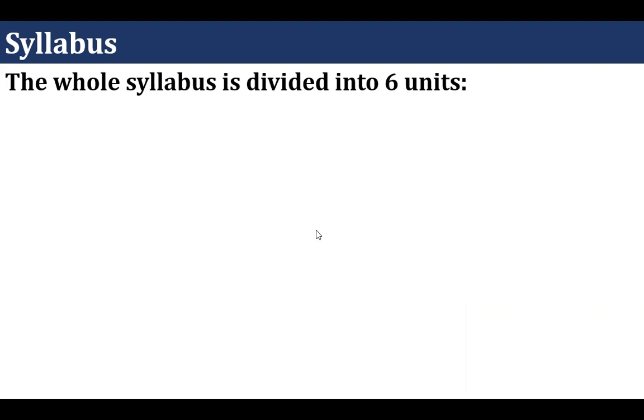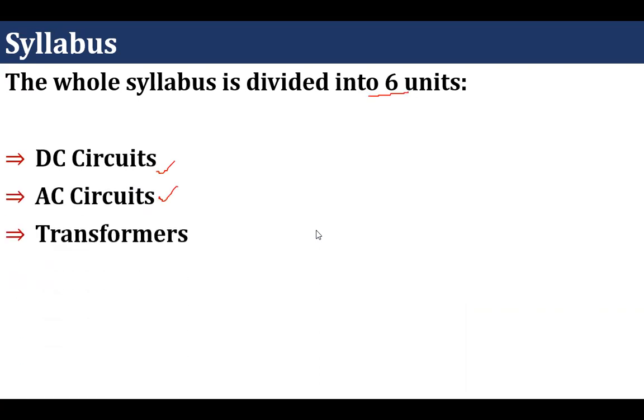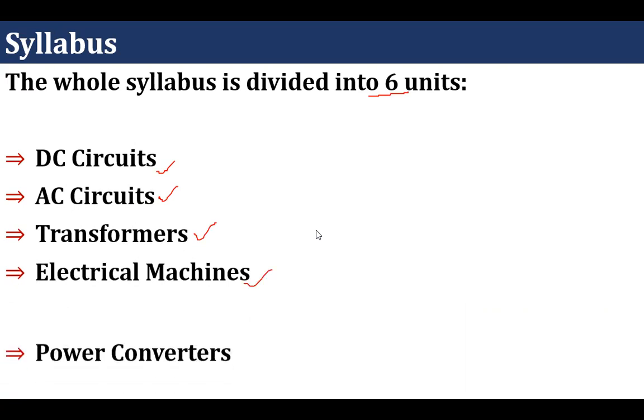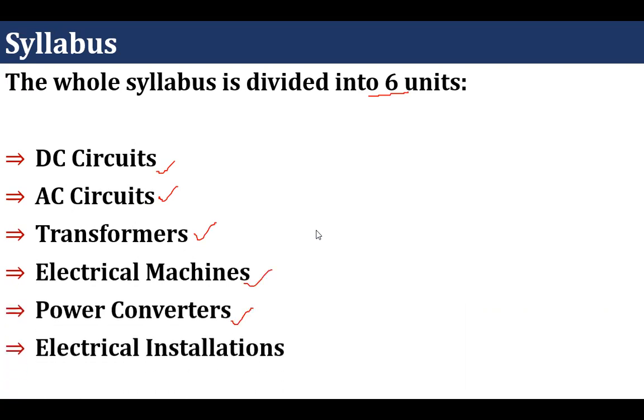The whole syllabus of this subject is divided into 6 units: DC circuits, AC circuits, transformer, electrical machines, power converters, electrical installation. These are the 6 units through which we are going to study this basic electrical engineering course. And by the name itself, you can easily recognize that it is very interesting because it is related to the household appliances and whatever supply is available to our houses.